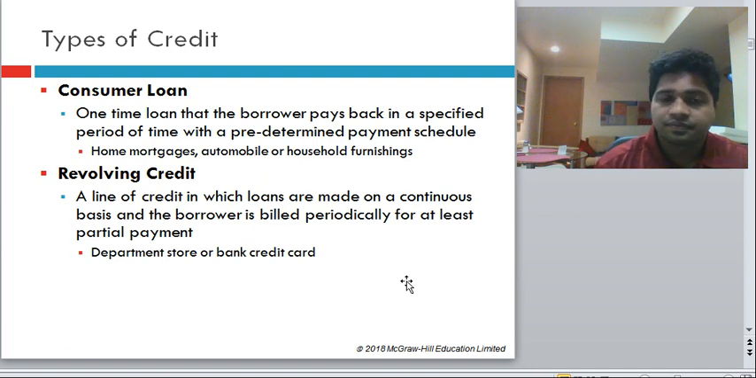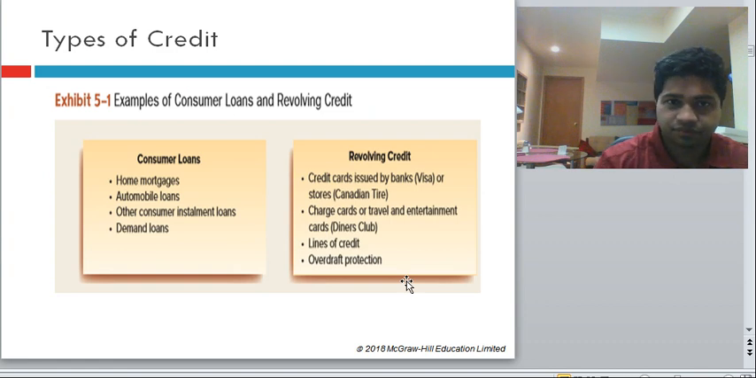That's a consumer loan. Revolving credit is a line of credit in which loans are made on a continuous basis and the borrower is billed periodically for at least partial payment. Examples are department stores or bank credit cards. So you can buy stuff but you're billed monthly. If you pay the entire bill, you're not charged interest, but if you don't pay the entire bill, then you are charged interest on the amount outstanding.